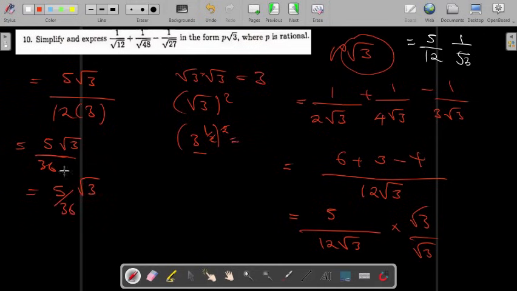You see that the p in front, which they're talking about, this 5 over 36, is just a rational number, rational as p here, the condition that is given. And I have the root 3 there. I conclude that that is going to be your answer. I don't know if it's clear or we have any questions on this one, but that's how you work out this question.